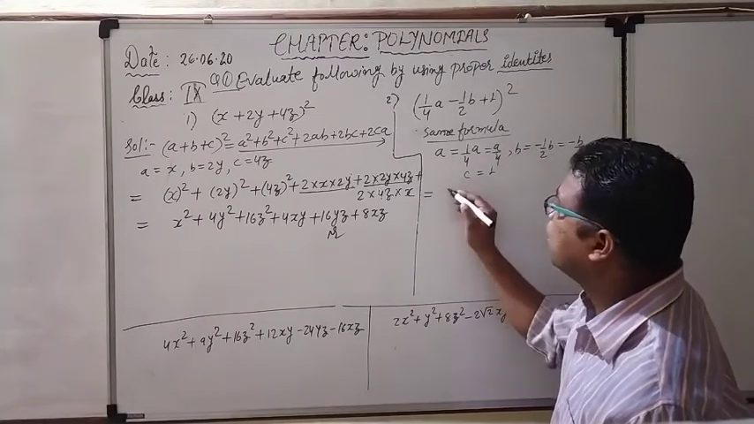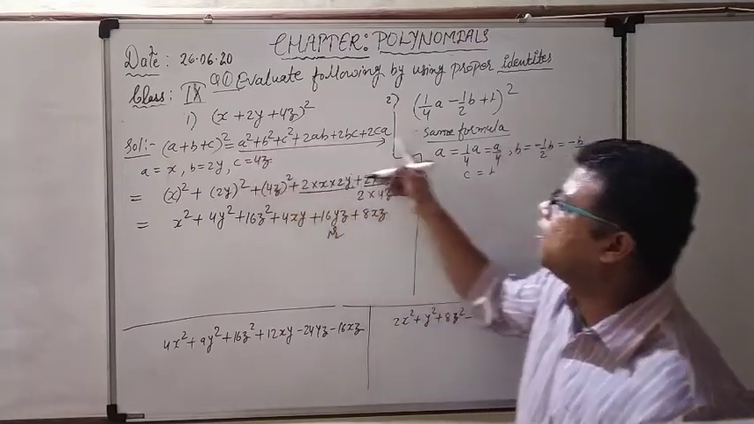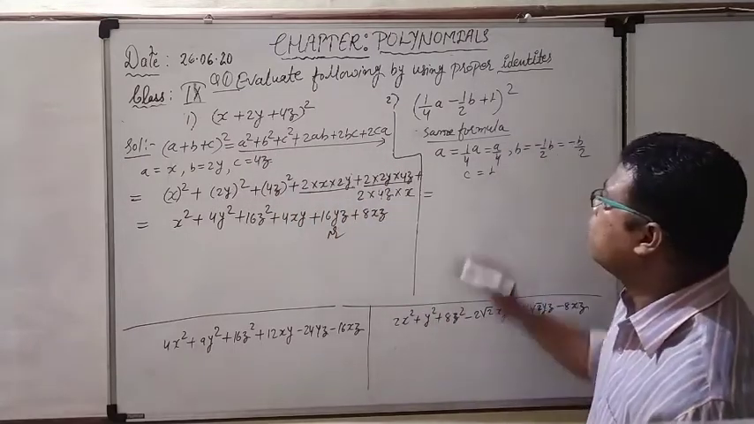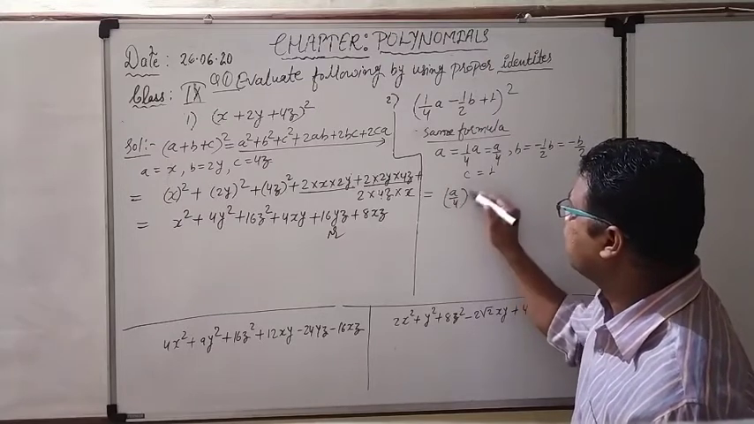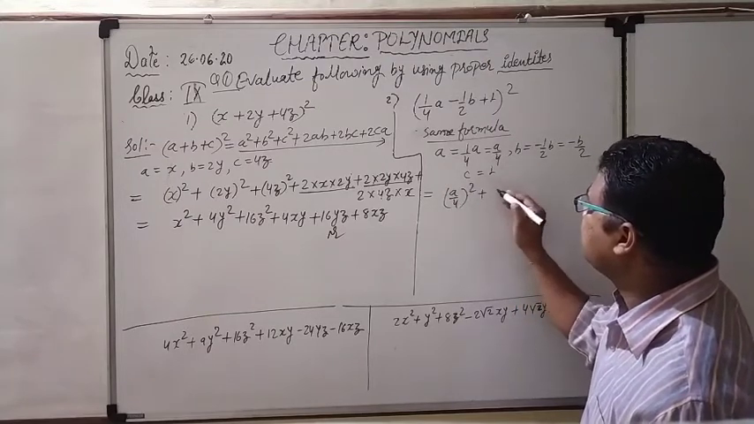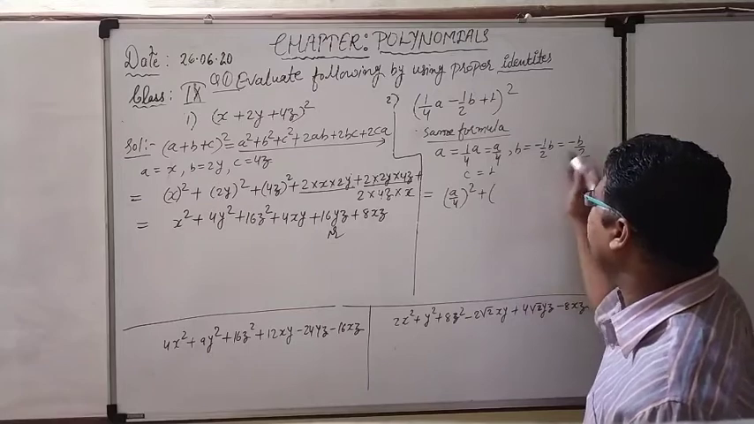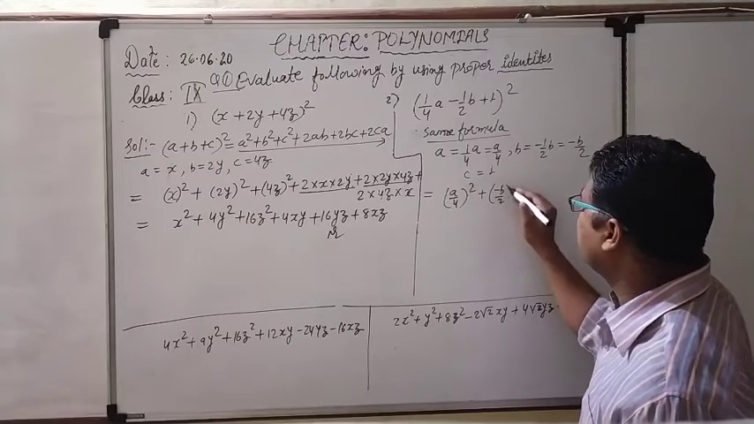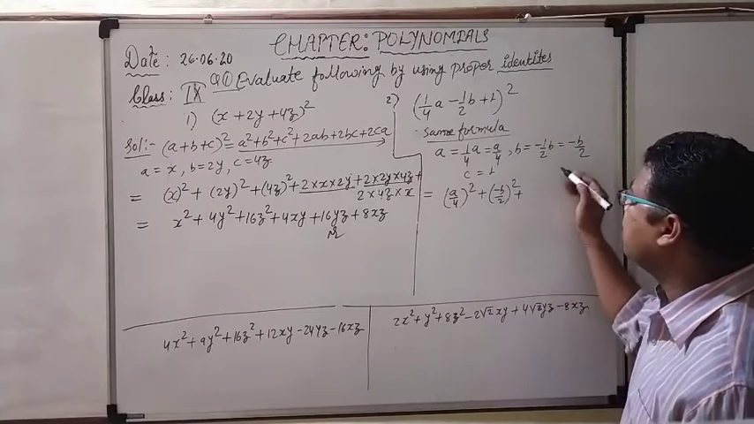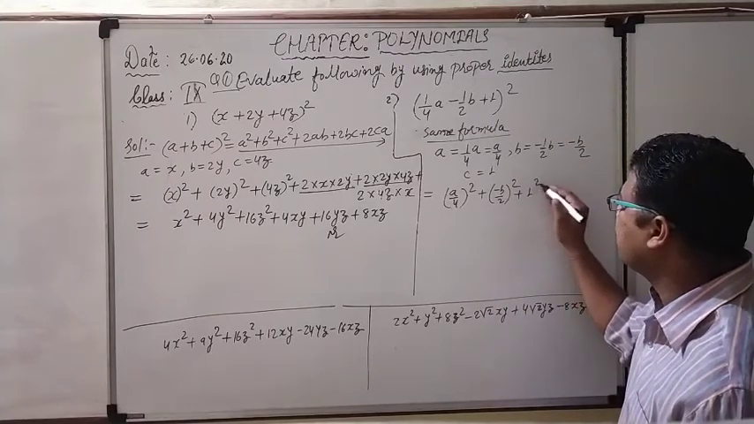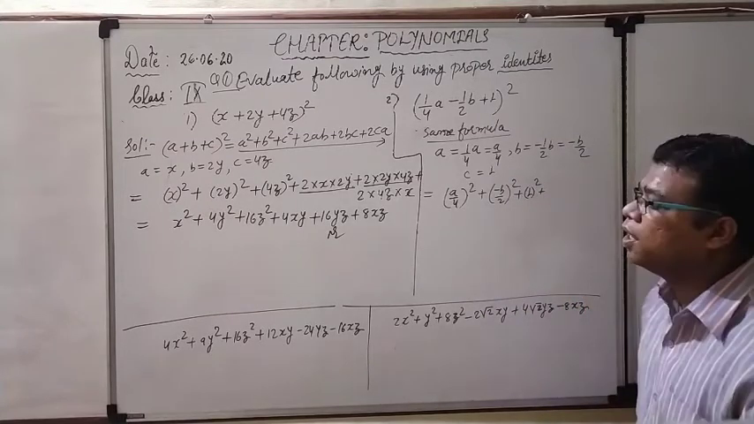Right now come to the expansion form. So this only we have to learn. a square. What is there in place of a? a upon 4. So (a upon 4) whole square. Plus b square. What is there in place of b? Minus b upon 2. So (minus b upon 2) whole square. Okay. Plus c square. What is there in place of c? 1. So 1 square. Inside the bracket you should fill the values.